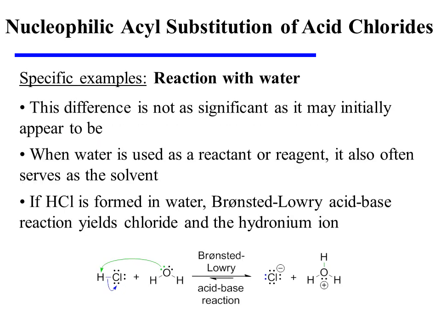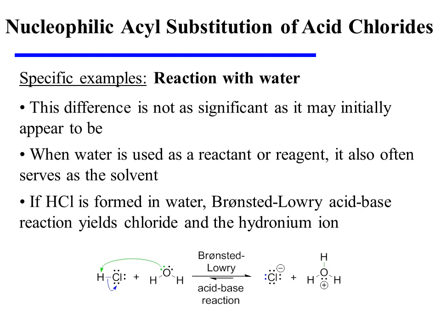The difference between these two options is not as significant as it may initially appear to be. When water is used as a reactant or reagent, it also often serves as the solvent for the reaction. And if hydrochloric acid is formed in water, Bronsted-Lowry acid-base reaction will yield chloride as well as the hydronium ion. What this means is that our byproducts are the same in either instance.